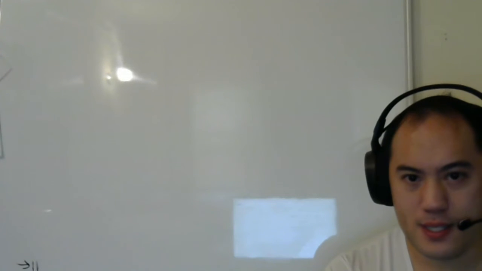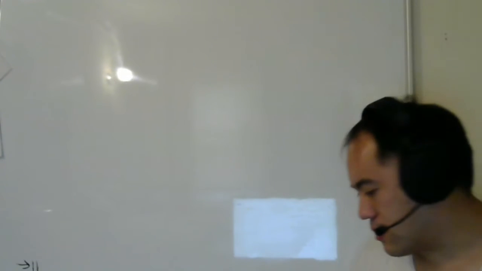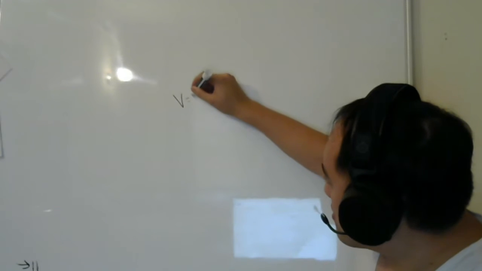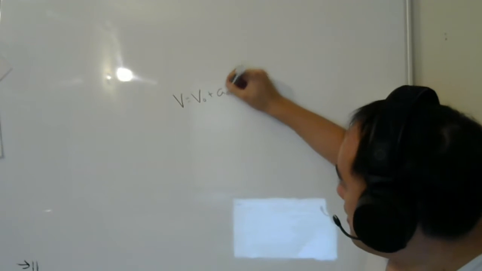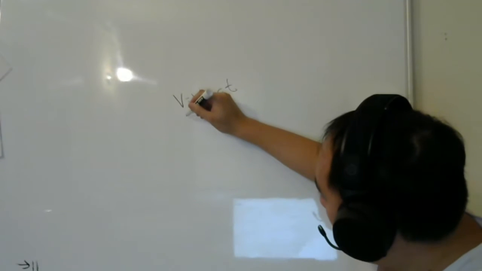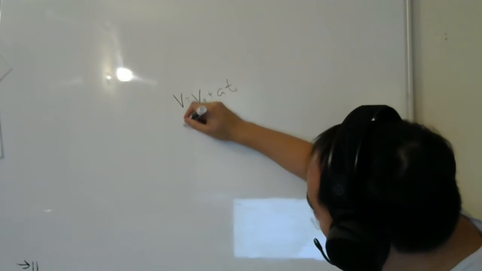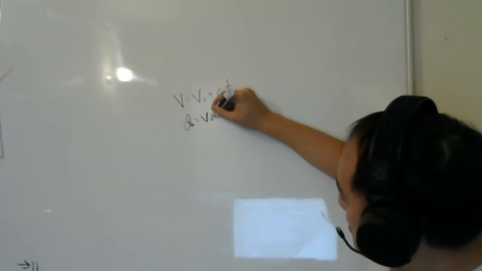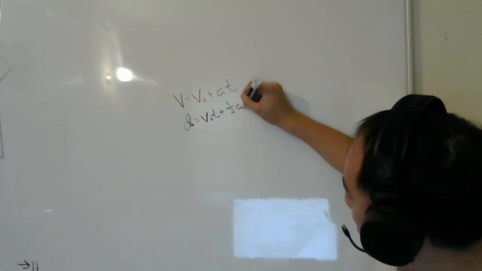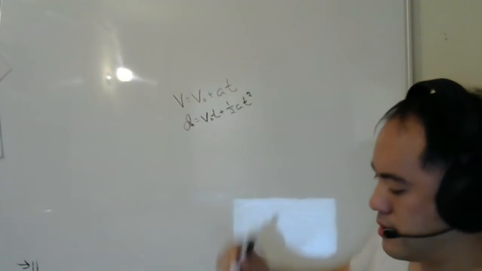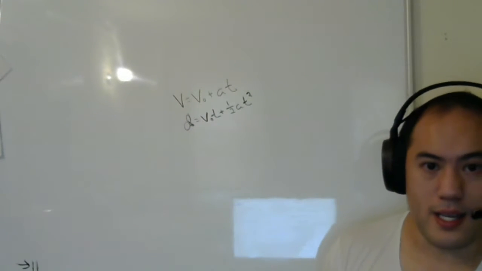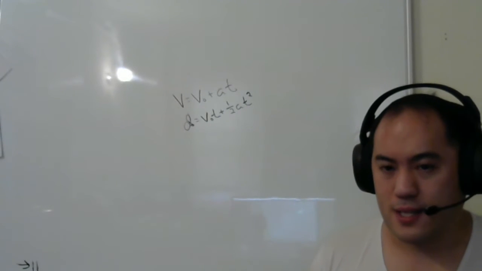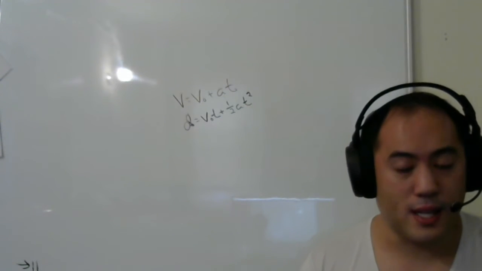So let's write the formulas, and then we'll think about this. The formulas we learned last lesson are V equals V naught plus AT, and D equals V naught T plus 1/2 AT squared. So the assumption we're going to make about the clay is that the clay gives the ball the same acceleration. Technically it's deceleration because it's slowing the lead ball down.